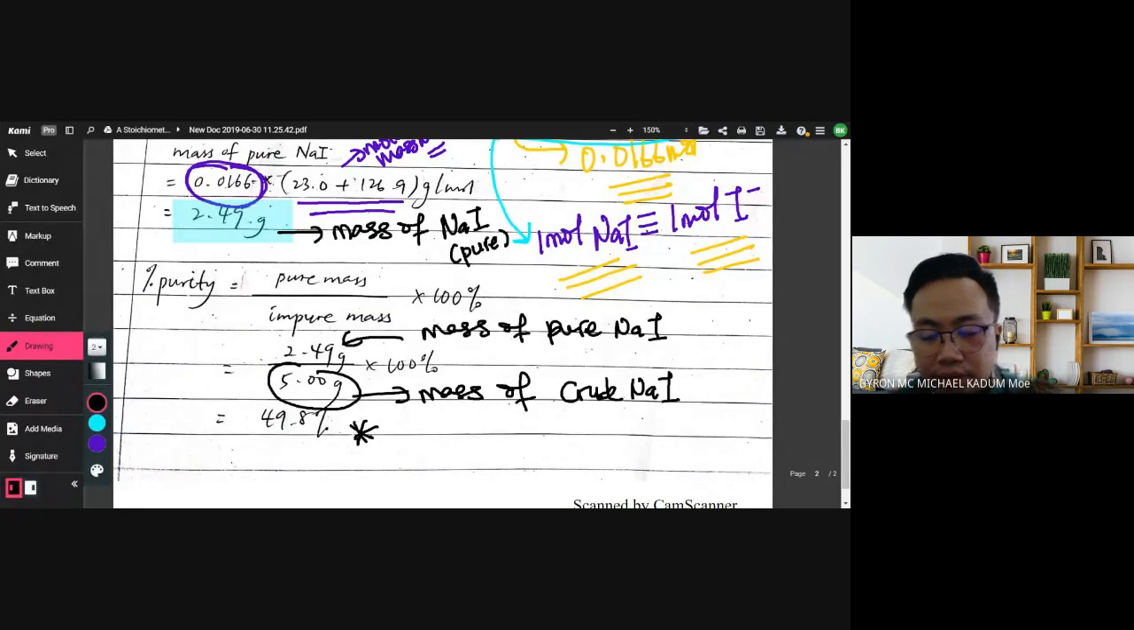Yes, Firdaus? Macam mana chapter 2 tu, sir? Kamu akan nampak nantilah minggu depan. Kamu akan belajar pasal atomic structure. Ada Planck's constant, ada Rydberg constant, cari photon, cari energi, semua tu. Itu kita akan tengok nanti.